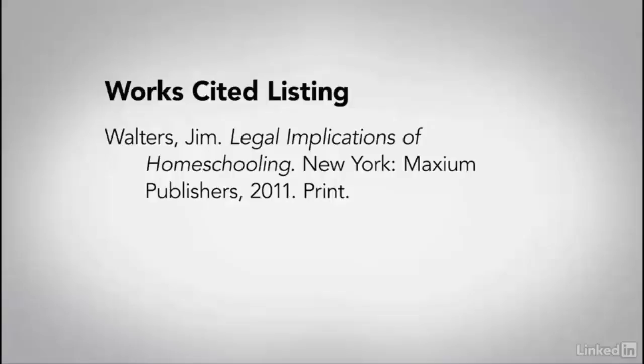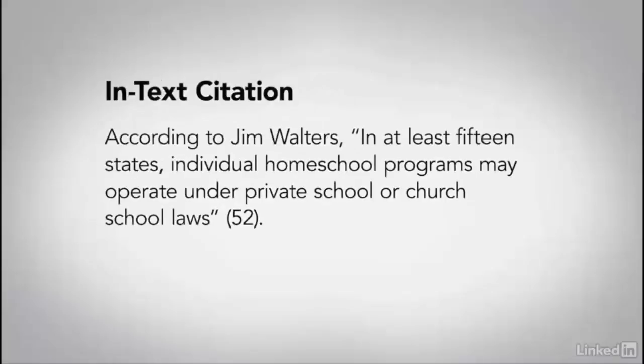The complete information on the work cited for a one-author hardback source would be listed as in this example. Notice that the entry has the author's last name first, that the book title is italicized, and print distinguishes it from an online source. Or you could use the format shown here. Since the author is already given, only the page number will be included in the end.